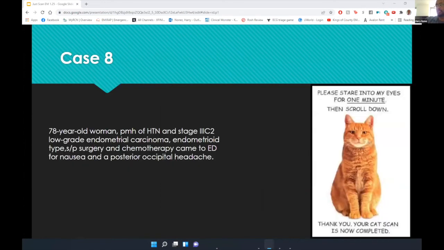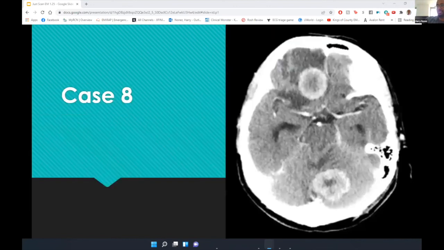Next case. We have a 78-year-old woman, past medical history of hypertension, stage 3C2 low-grade endometrial carcinoma, endometrioid type. She's status post-surgery and chemotherapy, and she came to the ED today for nausea and a posterior occipital headache. All right, so let's get our CAT scan. Anyone want to tell me what they see?